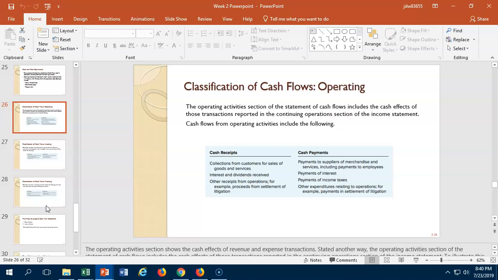Number 8, briefly explain the difference between the direct and indirect methods of computing net cash flows from operating activities. Which method results in higher net cash flows? Well, I'll go ahead and answer the last question. It's a trick question. It should be the same. So don't let that trick you.